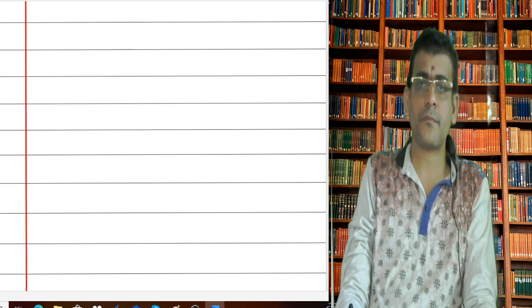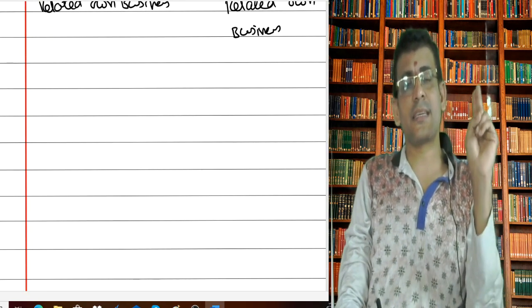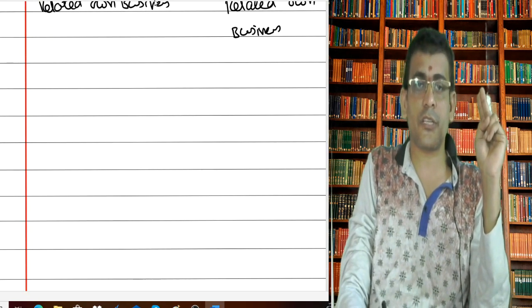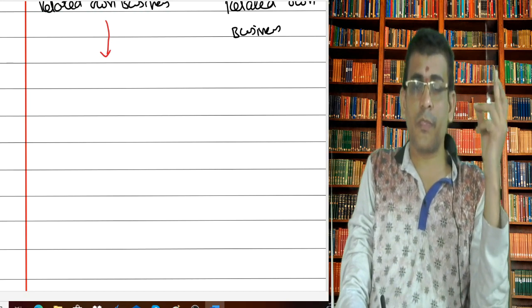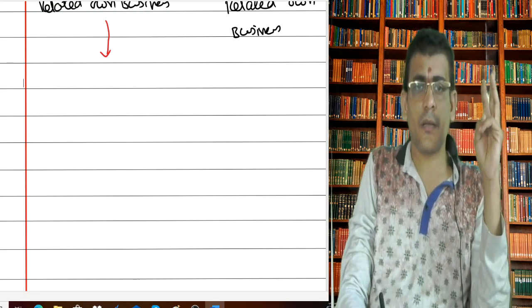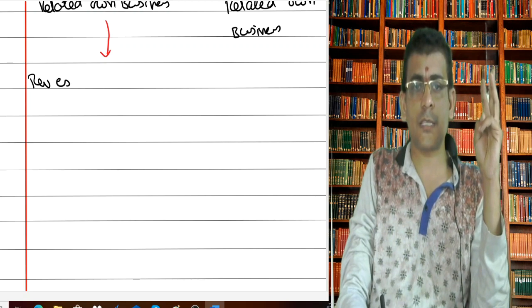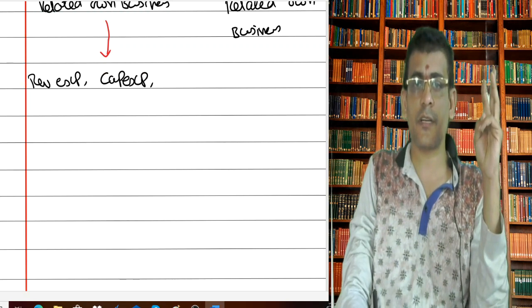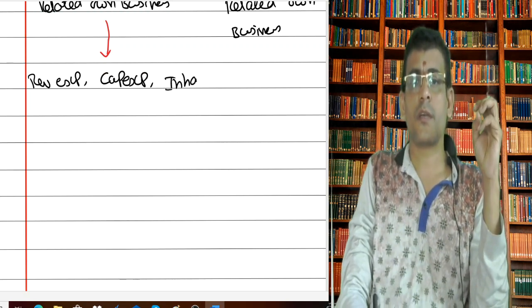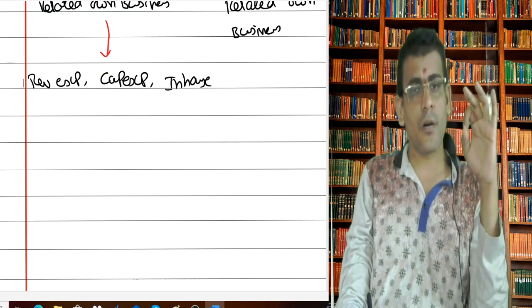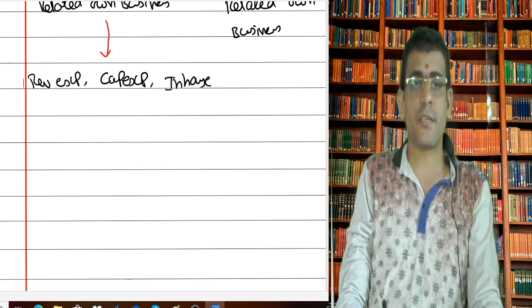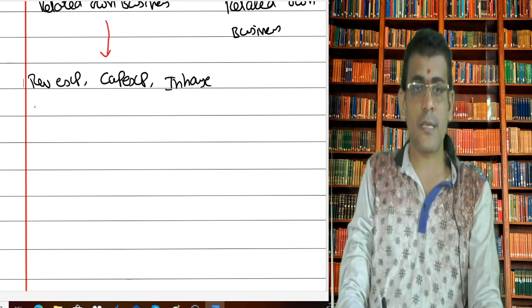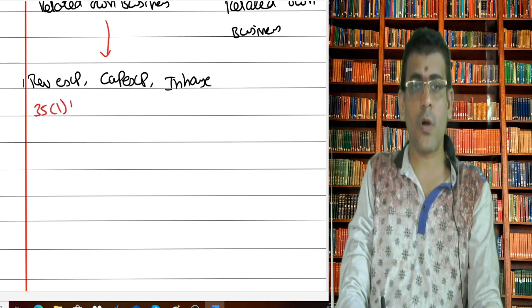Now let us see here. There are basically three sections which are covered in the first category. Let us see one by one. One is any sort of revenue expenses incurred for scientific research, any sort of capital expenditure incurred for scientific research, and any sort of in-house expenses that form part of your scientific research related to the own business. For this, we need to refer to section 35 subsection 1 clause 1.